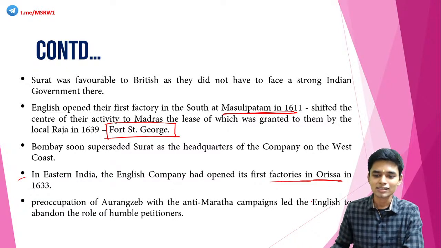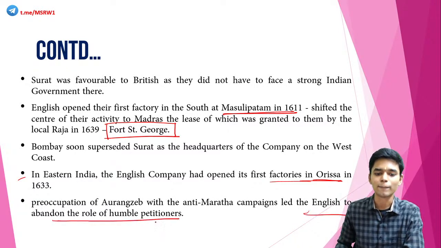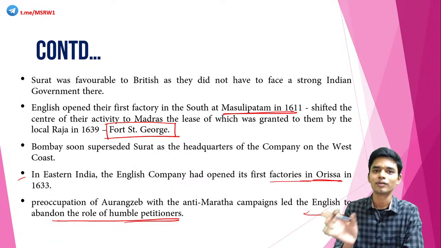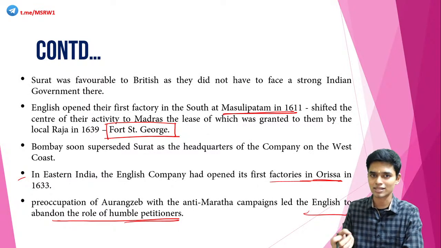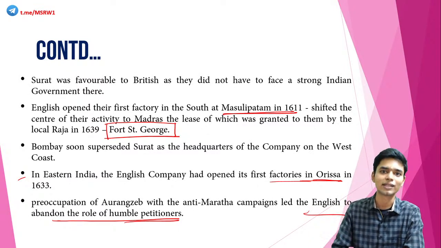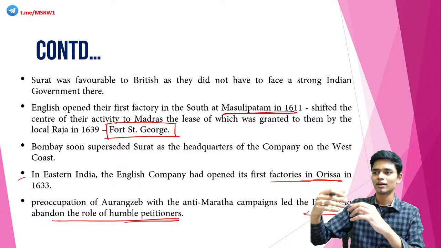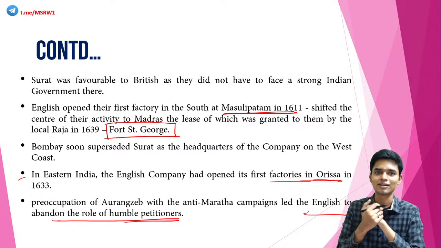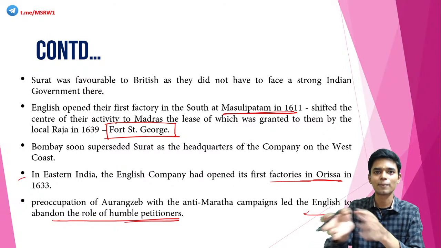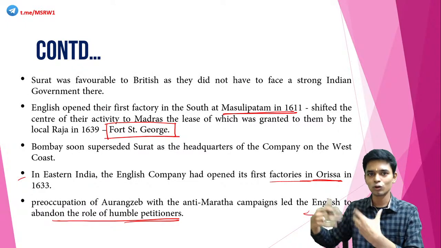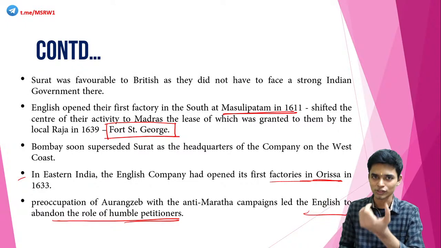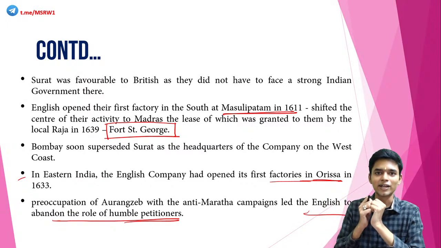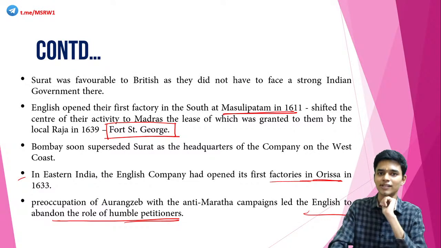Okay, so this led to the English abandoning the role of humble petitioners. So rather than being humble to the Mughal dynasty, now they started to take things into their own hands. They started to assert their power. They started to go by military methods. Until now, earlier, the ambassadors were sent to the Mughal court, begging, very humbly requesting, etc. So this method of prayer and petition was abandoned, and a more concrete policy of using military force was taken by the British due to the lack of attention paid by the Mughal emperor, especially Aurangzeb.